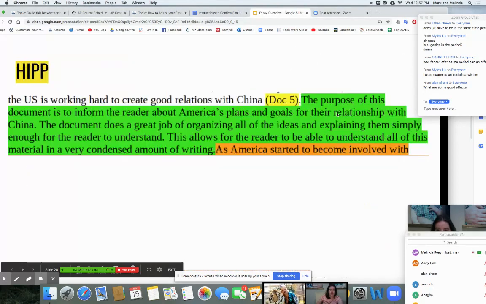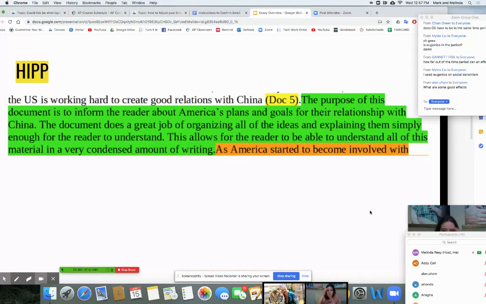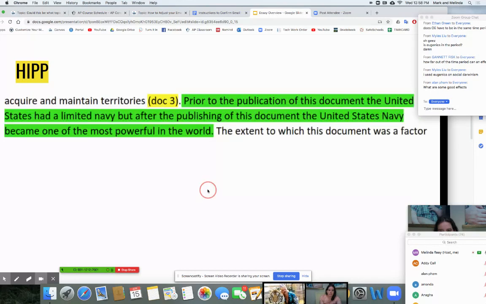That'd be really good. HIP analysis, overall, there's a lot of people that kind of weren't really talking about the document. So if you notice in this person, they start okay. The purpose of the document is to inform the reader about their relationship with China. But then they go into, the document does a great job organizing all of the ideas and explaining them. This allows them to understand material in a condensed amount of writing. So if you notice, that's not really a HIP analysis. If they had expanded on the first sentence, they might be able to get the point, but none of this other stuff is HIP analysis whatsoever.